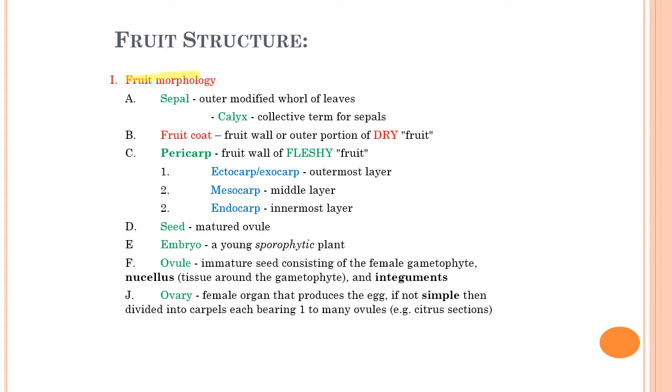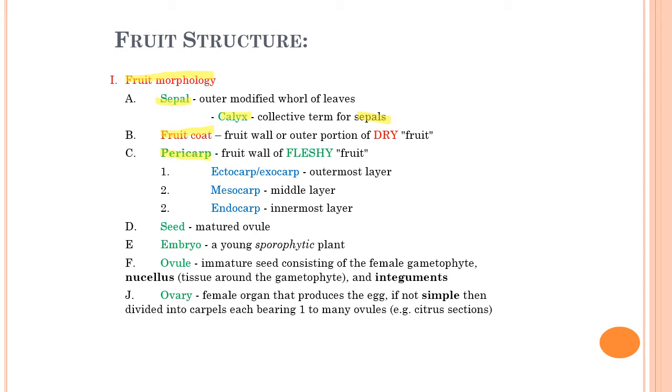The fruit structure is called fruit morphology, which is basically made of some parts of the remaining of the flowers, like the sepals. For example, if you look at apples or pomegranates, they are parts of the flower that exist in the fruit, and we call those parts the calyx, which is basically a collection of different sepals. So the sepals can be part of the fruit. After that, we have the fruit coat, or the skin of the fruit, the outside of the fruit.